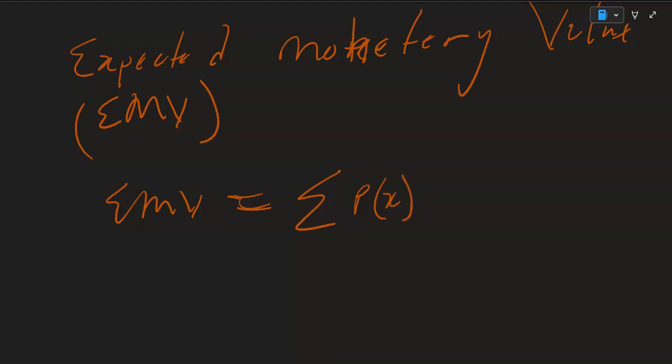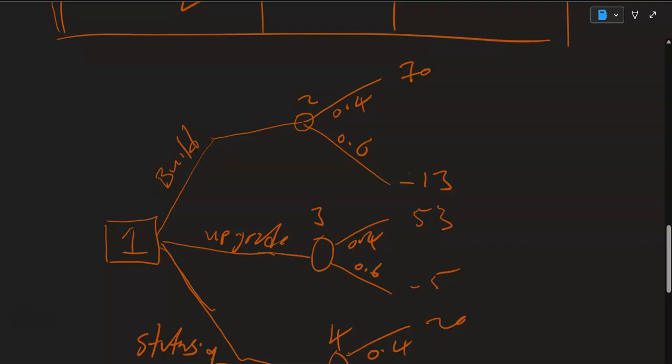X denotes any decision alternative that you are looking at, and its payoff, basically the probability of that particular outcome multiplied by the value, or payoff. Probability multiplied by payoff. So what are we saying? For EMV, since our probabilities are here, we can get 2.